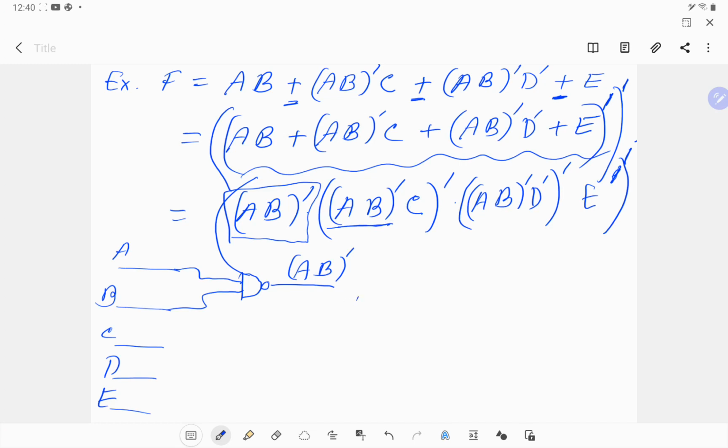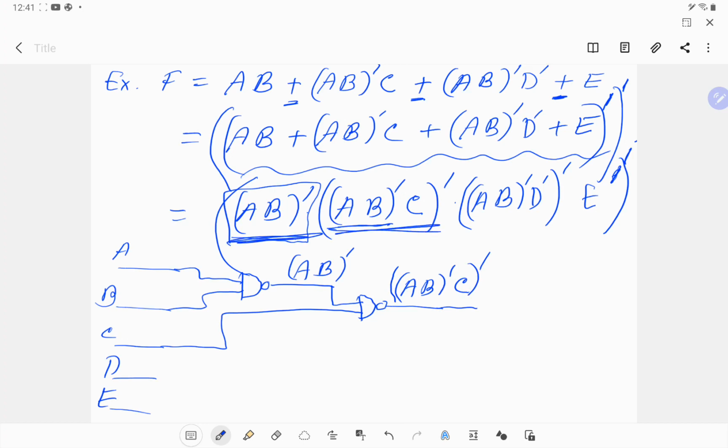Now for the second one, we already have AB prime, then (AB prime C) prime. So we need another NAND gate. The first input is AB prime, and the second input is C. So here we have (AB prime C) whole prime. Okay, so we have implemented the first term, we have implemented the second term. Now we want to implement the third term. For the third term, AB prime, we already have that.